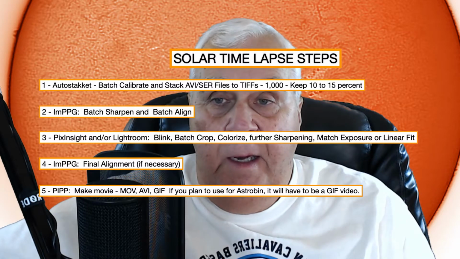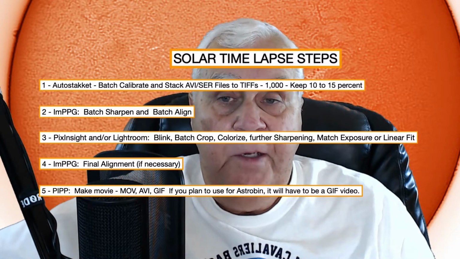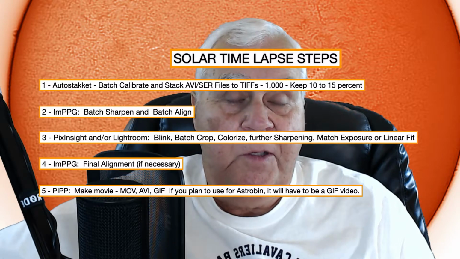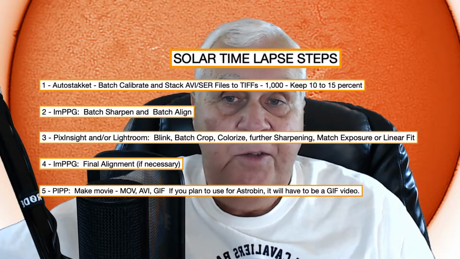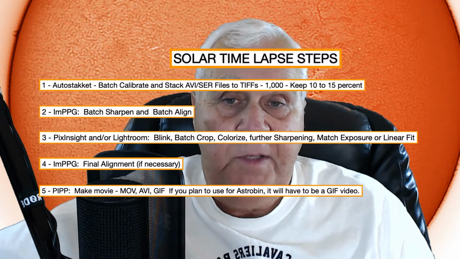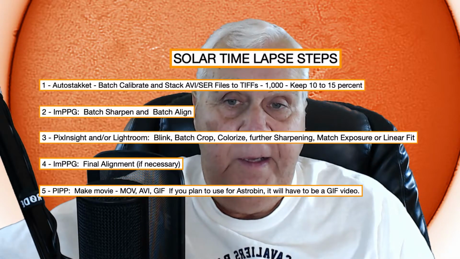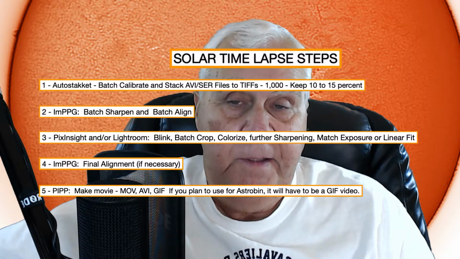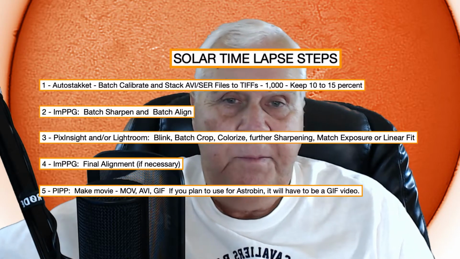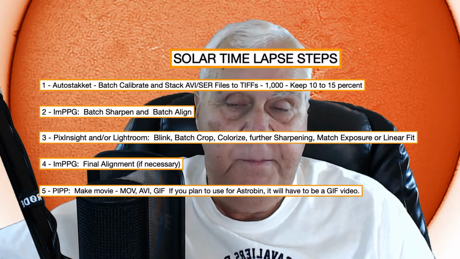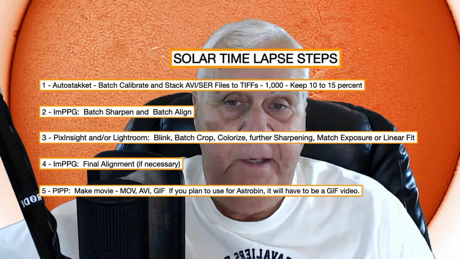Now, in step 2, I did a brief batch alignment. Well, it's not brief. I do a batch alignment and I look at it. And if it looks like I've got them all aligned and it's worth keeping, then I usually just delete the batch alignment, because I want to do the blinking, the cropping, the colorizing, and the linear fit before I do a final alignment. So it's called final alignment if necessary. And in most every case, I'm going to do a final alignment. And then I go into PIPP software to make a GIF file.